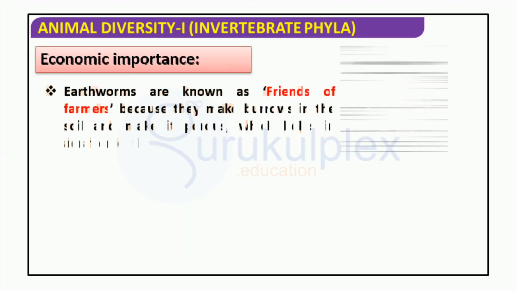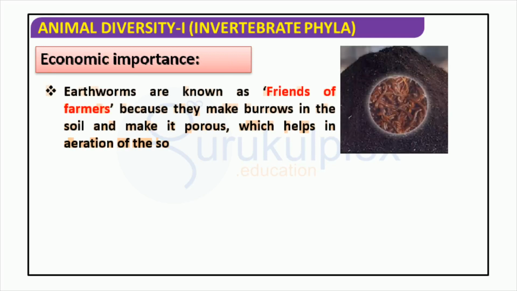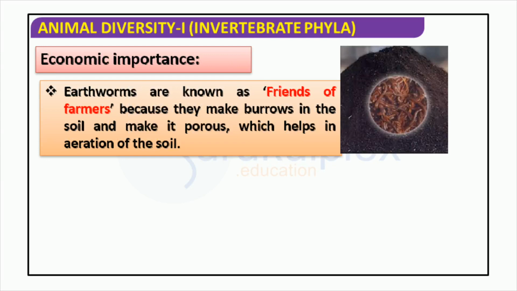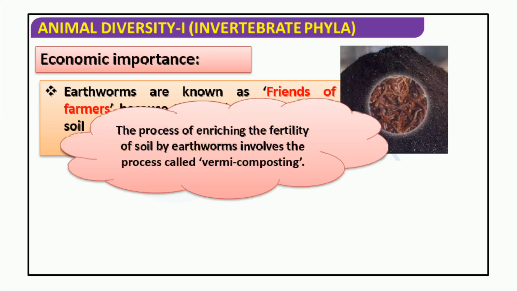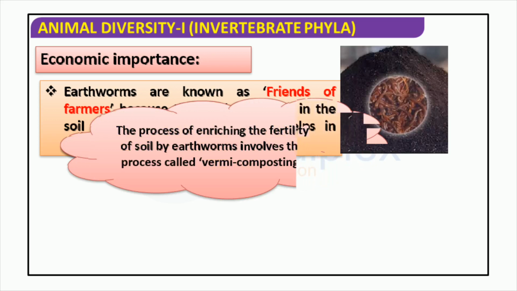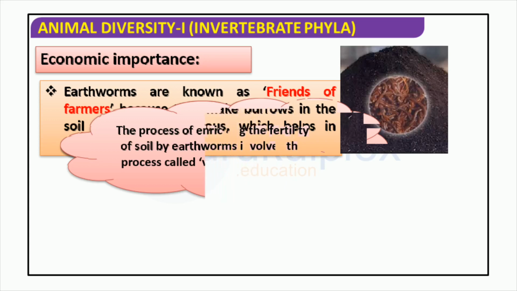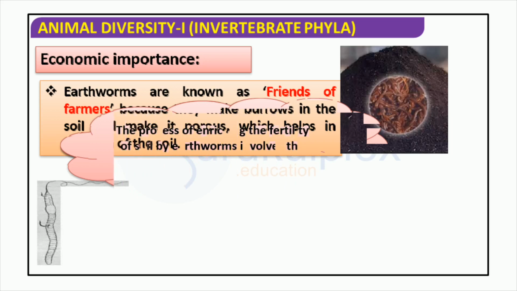It is clear that earthworms play an integral part in sustainable agriculture. They create burrows in soil, making it porous and aerated, and are commonly used as bait in fishing. Furthermore, there is a process for enriching the fertility of soil with earthworms, called vermicomposting, which is the key to maintaining soil health. In conclusion, it is evident that earthworms have great economic importance.